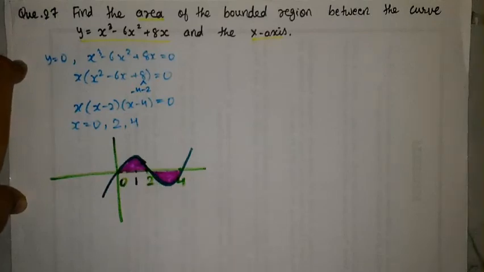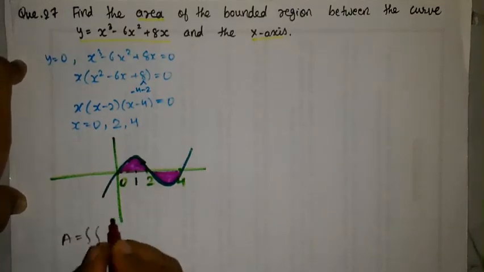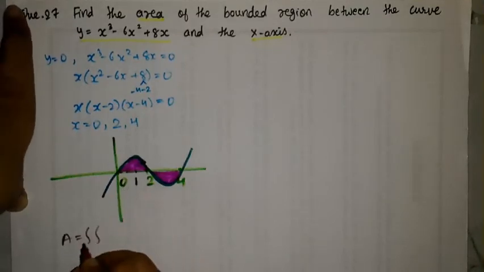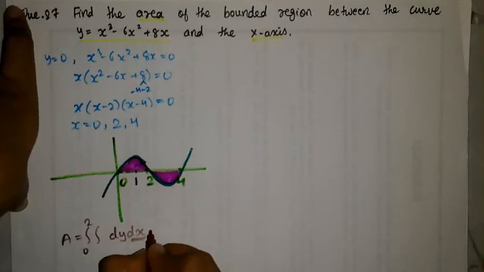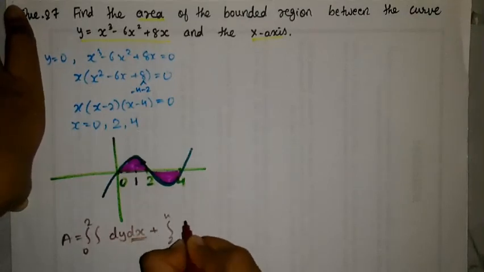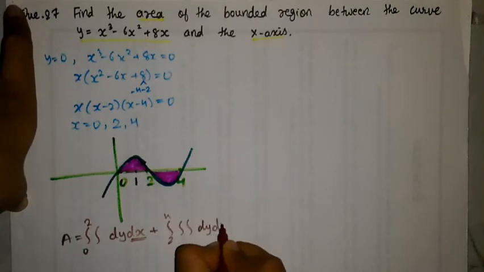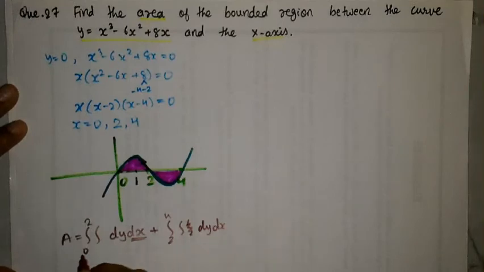So for that, let's break this into two parts. So area is equal to double integration. First we will do from 0 to 2 of dy dx, because x is constant, plus 2 to 4 double integration dy dx. So this we have to find.